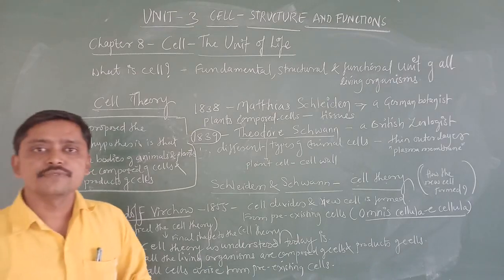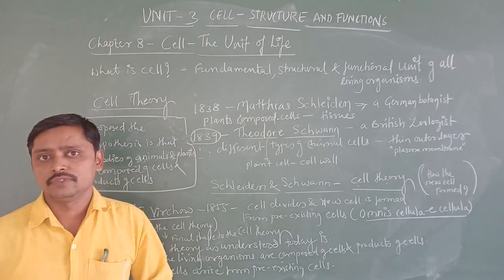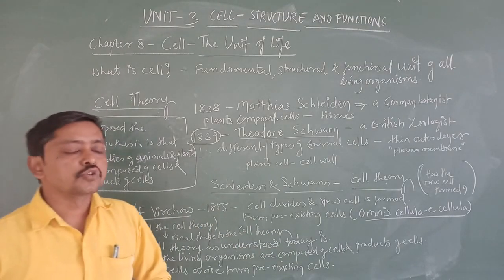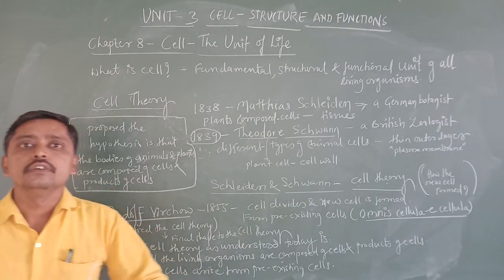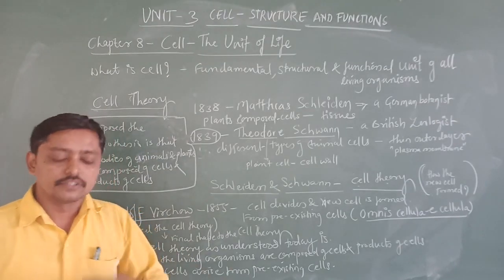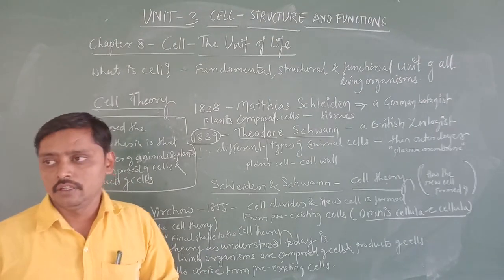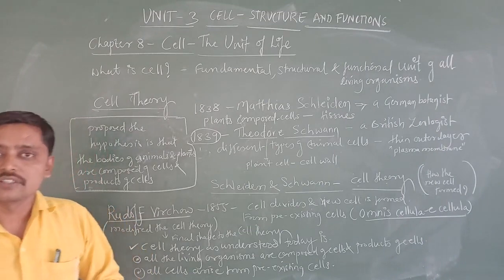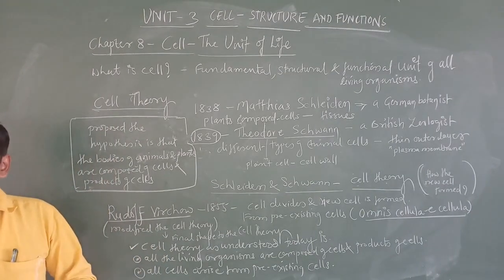There are some organisms which are unicellular, in the sense that a single cell represents the whole organism. Some organisms are composed of many cells. The cells form tissues, then organs and organ systems. In an earlier chapter, we studied the animal kingdom, where we studied the levels of organization: cellular level, tissue level, organ level, and organ system level of organization.